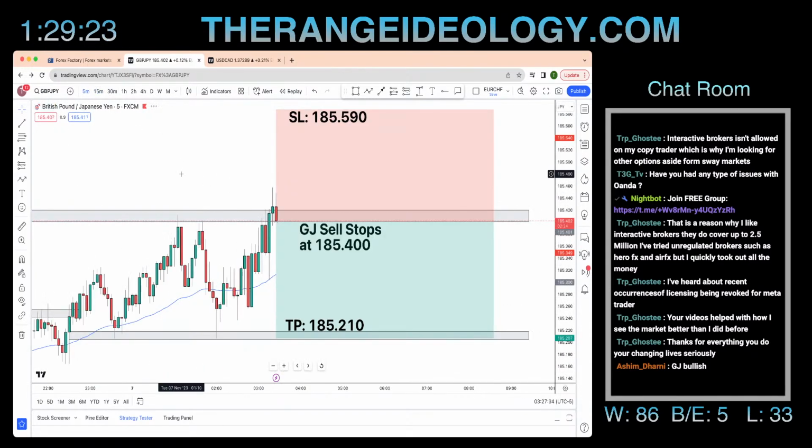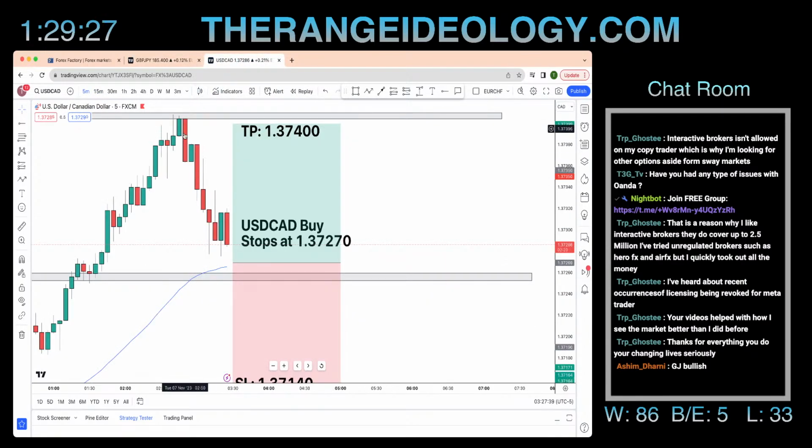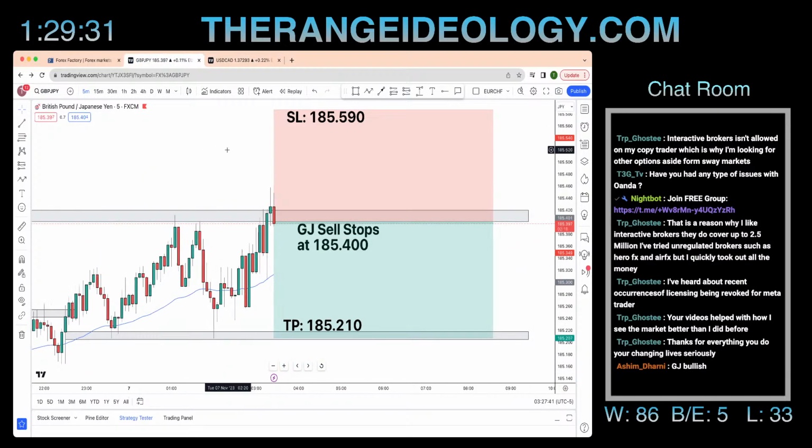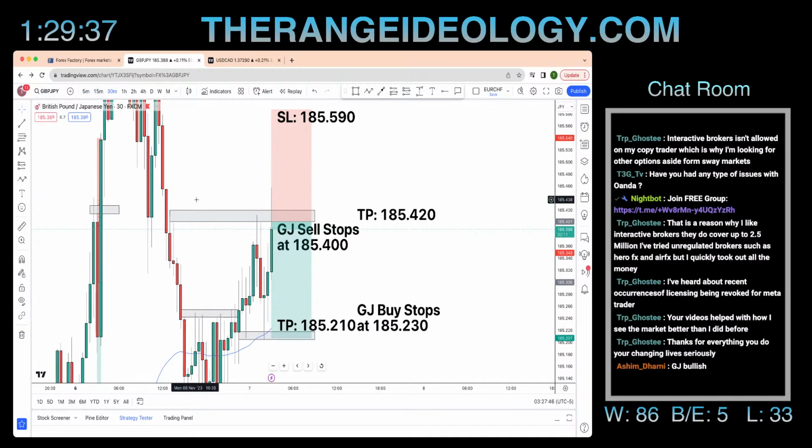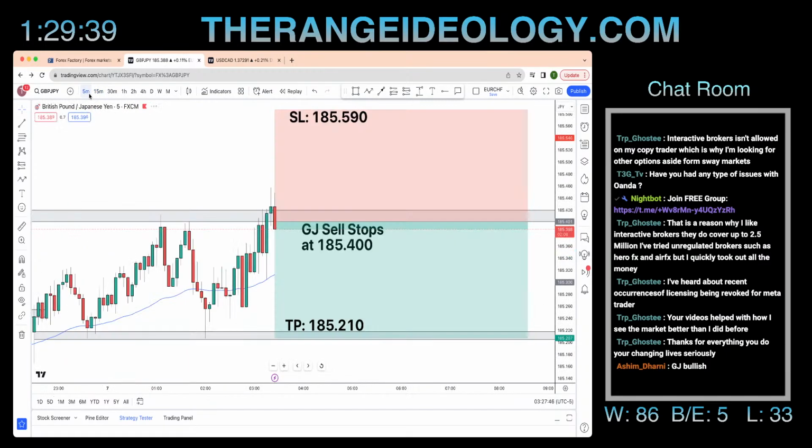Again, it could easily respect that range. Looking for a strong push. USD CAD is pushing down. I mean, could USD CAD come down here, reverse here, and does GJ push strong here? Let's see. We got a 30-minute close coming. So this could certainly come all the way down here, guys.